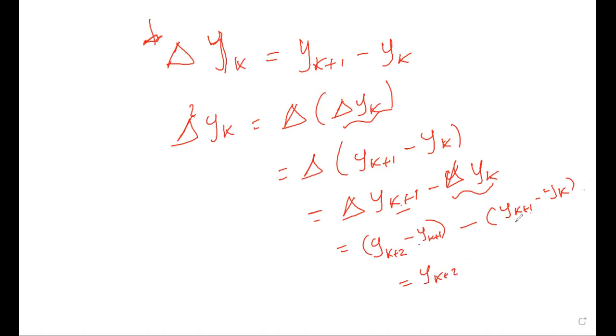This is minus yk plus 1 minus yk plus... So 2 times yk plus 1, minus into minus plus yk. Okay. Yeah, check your answers.